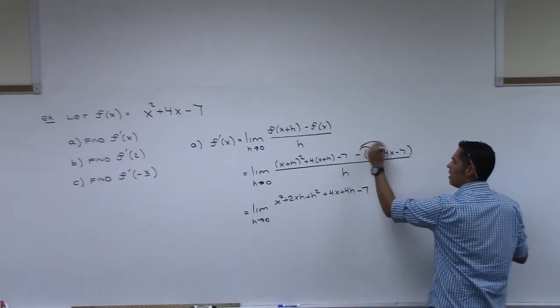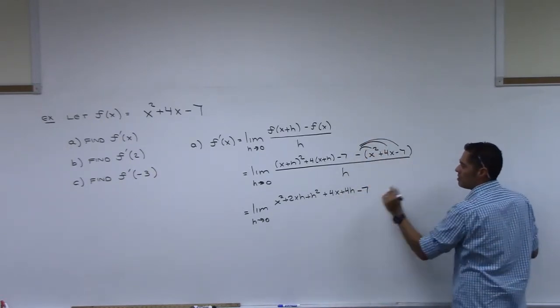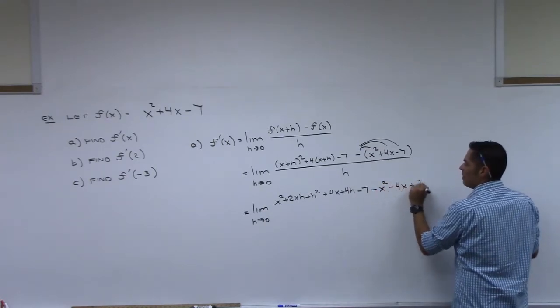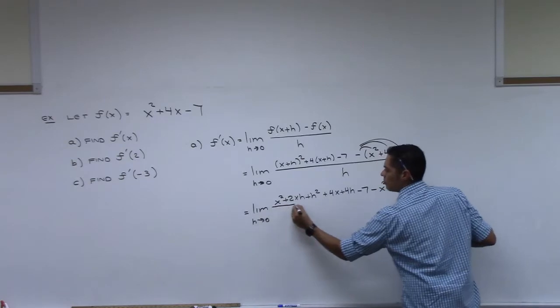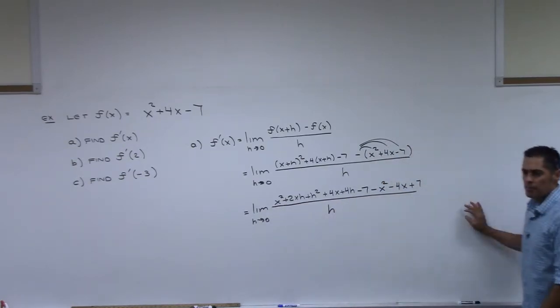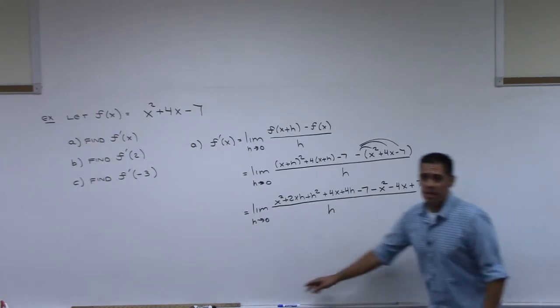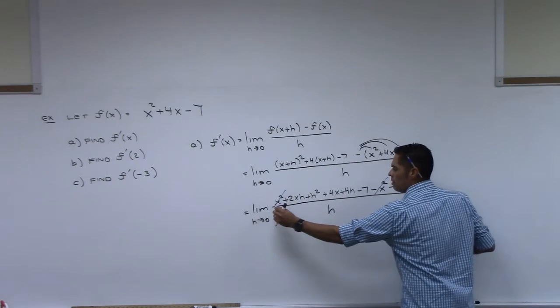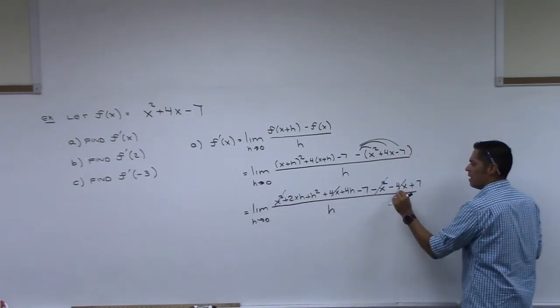Then we distribute the minus sign through here. That's very important. I saw a lot of people miss that part. Minus x squared minus 4x plus 7 is what happens there, all over h. And now a bunch of things should cancel. You should get the x squareds to go, the 4x's go, and the 7's go.